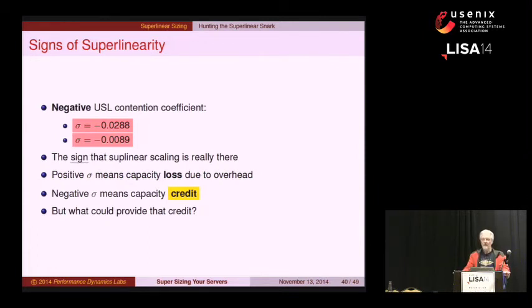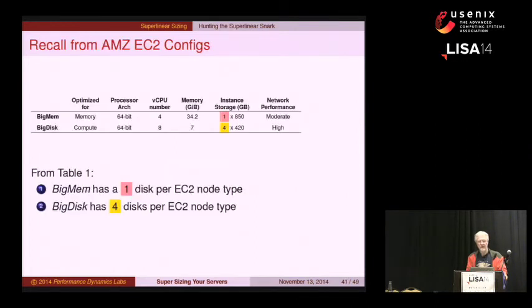We can think of the positive value, which we normally have, as being responsible for falling away from linear due to various kinds of overhead in the system. So positive means overhead or a loss. Negative, therefore, by flipping the logic, must mean that there's some kind of credit that's allowing me to run at more than 100% efficiency. And the question then is, what is this credit?